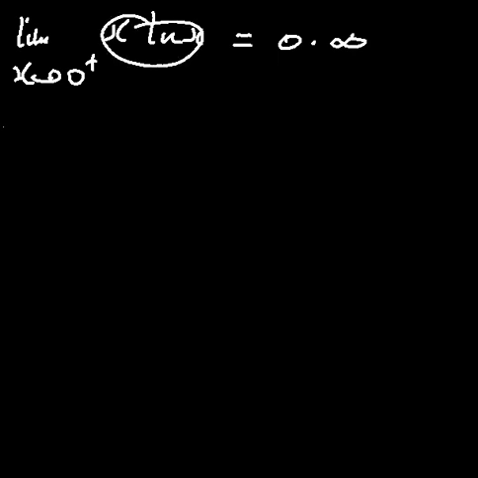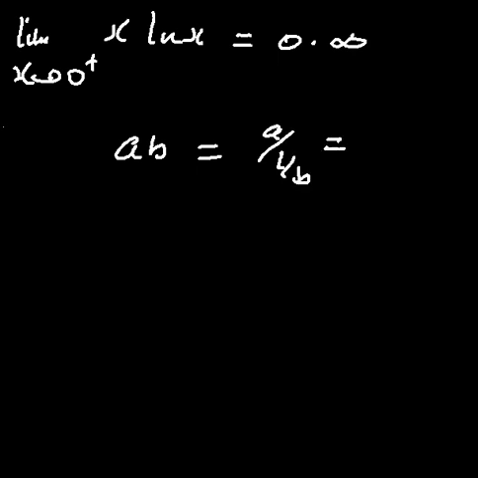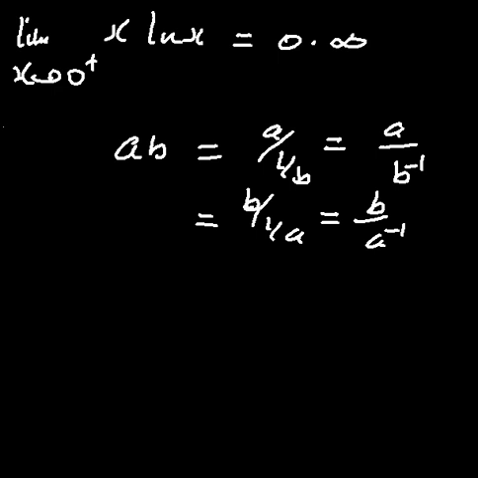As you can see here, we have the product of x and ln x, which is very difficult to apply L'Hopital's rule to. But we should express this in fraction form so that L'Hopital's rule can be applied. You should understand that if you have a times b, this is the same as a over 1 over b, which is the same as a over b to the power negative 1. Likewise, this is also the same as b over 1 over a, which is the same as b over a to the power negative 1.